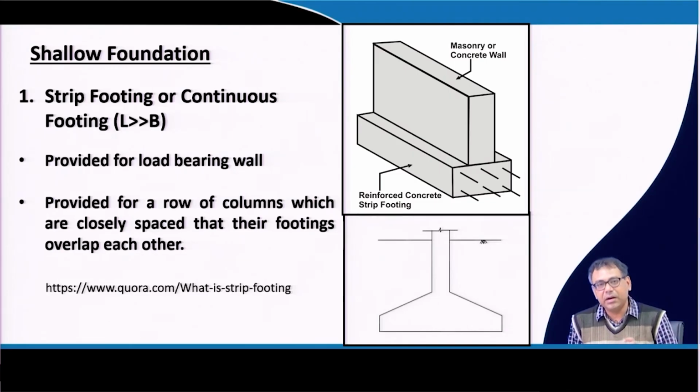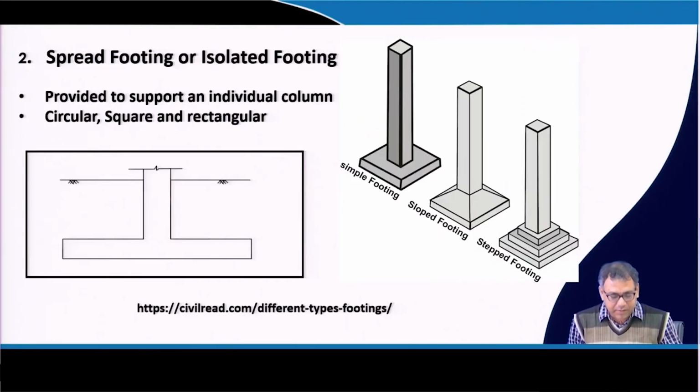Sometimes if your columns are very closely spaced, so that their footings will overlap each other, then we can provide a combined footing whose length will be very much larger than the width of the footing. Then you have a spread footing or isolated footing. Isolated footing means one footing will be placed below one individual column. That can be square, circular, or rectangular also.